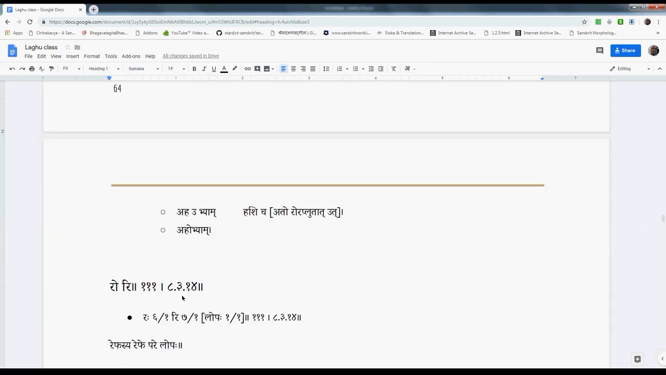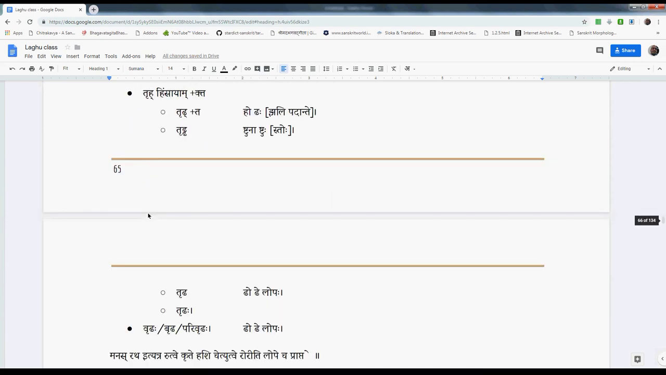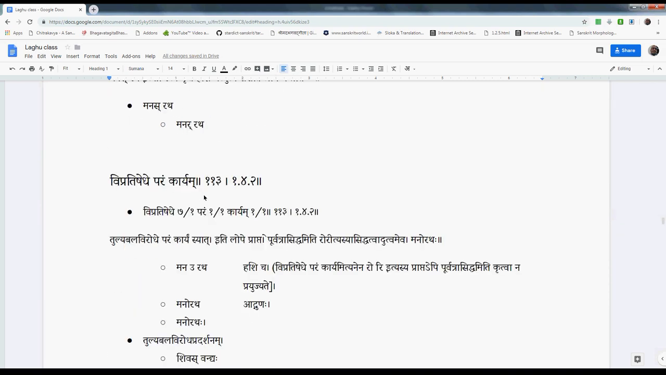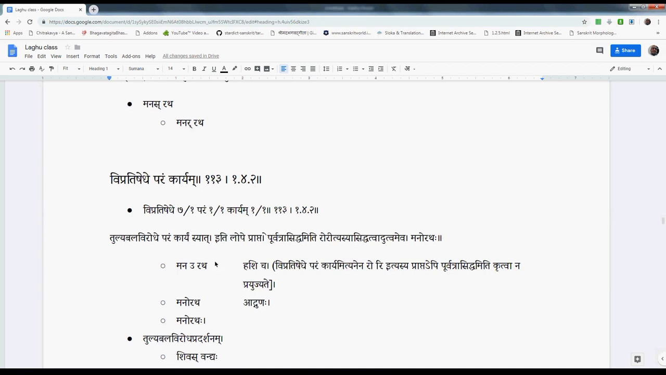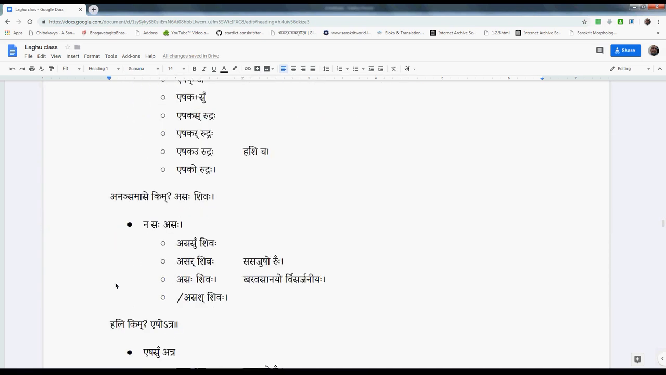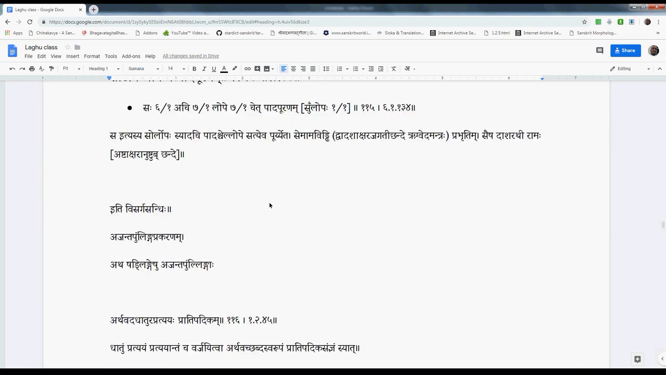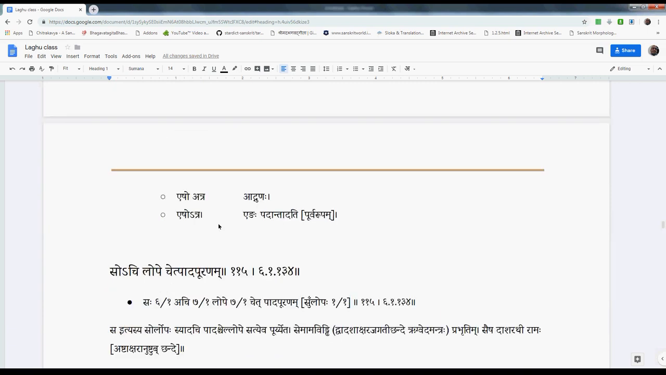Ro Supi, we saw this only 2 classes back. Ahan Shabda, with that we saw that. Rori, Lopaha, Dhralope Purvasya Dirgona, when Dhakara or Repha Lopa happens, then the Purva An takes Dirgha Adesha, Punaramate, etc. Hari Rajate Ityadi. Then Vipratishade Paramkaryam, we saw a lot today. And the last one was this Etat Tado and last 2 sutras, specific cases with Etad and Tad, and this Padapurnam Sochi, Lope Chet Padapurnam.